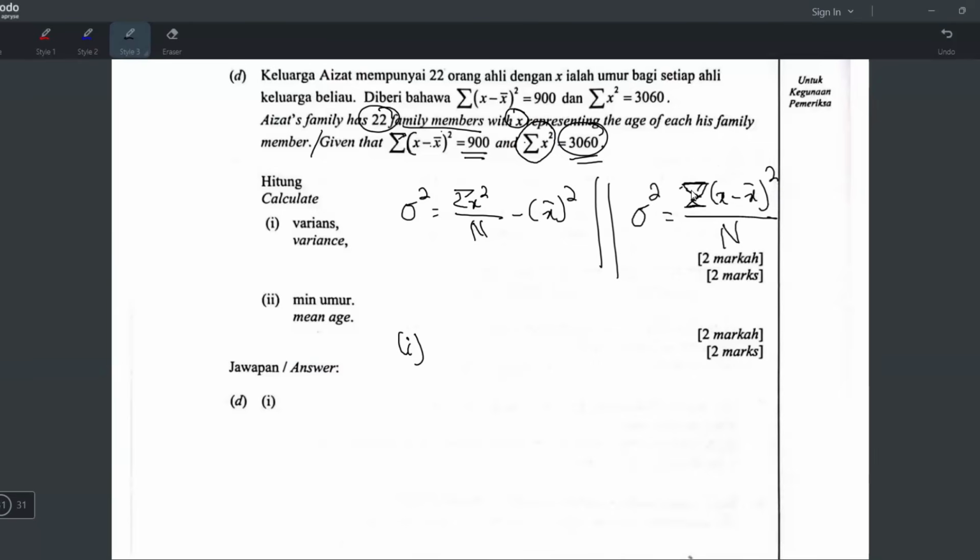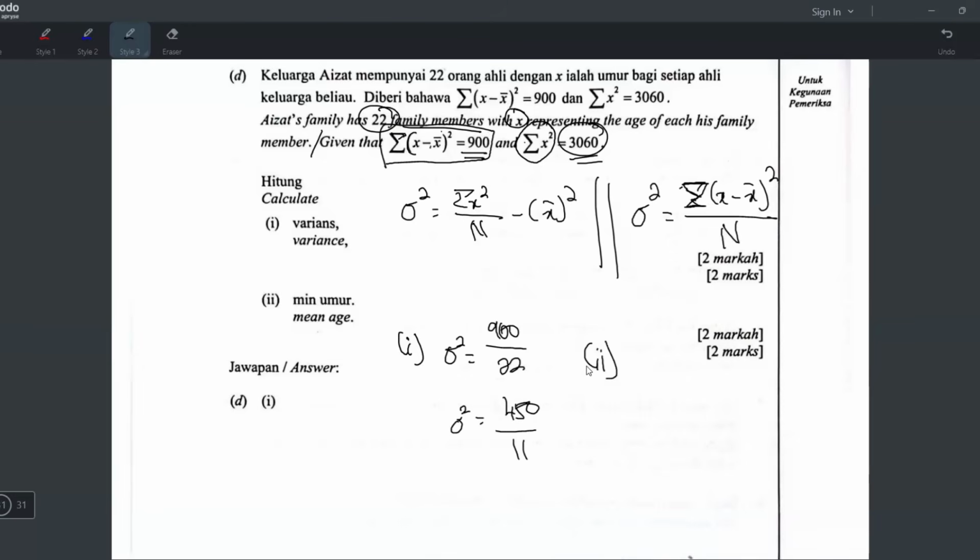And the only way to find the variance is by using this formula, because you can see they give you the 900, and the 900 is exactly what you write up here. So the variance is very straightforward: just 900 divided by 22. That's it. Now it becomes very easy because you already know the formula. So it's 450 over 11. I think I'll write it as a fraction.